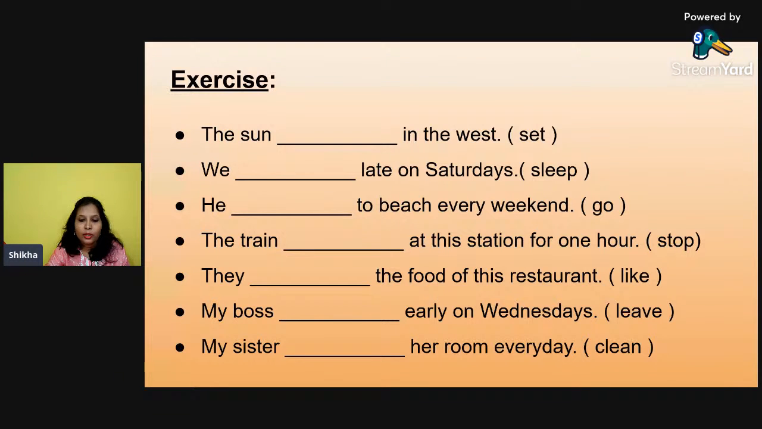Yes. And then my sister dash her room every day, and our option is clean, right? So what should be here, clean or cleans? My sister cleans her room every day, or my sister clean her room every day? What should be the option? What is the correct one? My sister cleans her room every day, isn't it? So here we complete our simple present tense, and I hope it is clear to you.